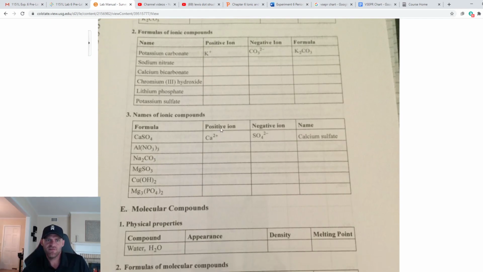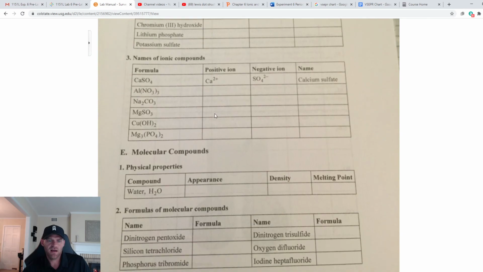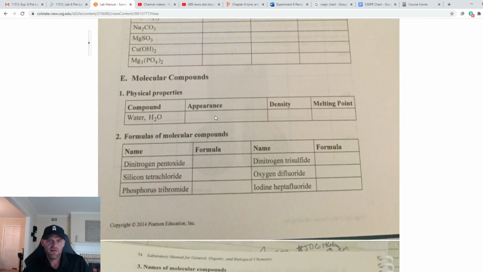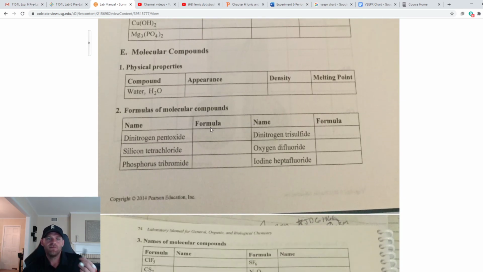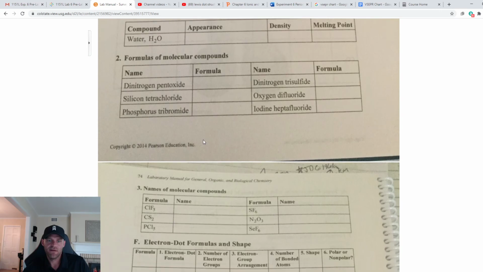Okay, so back and forth on the polyatomic ions. It should be good there. This is where we use the prefixes. So di is 2, penta is 5. It'd be N2O5.